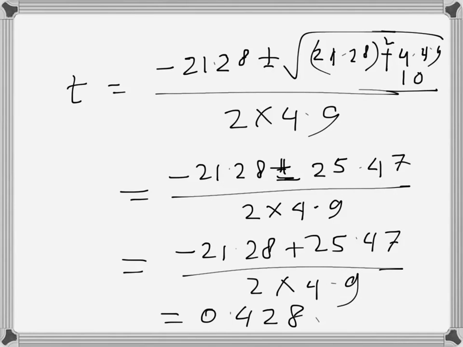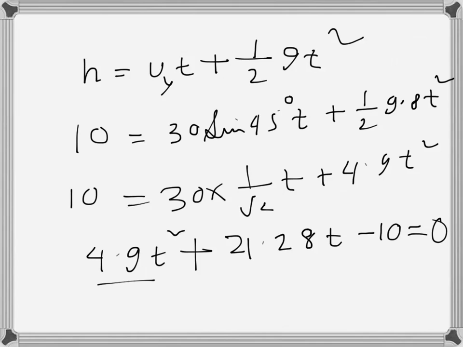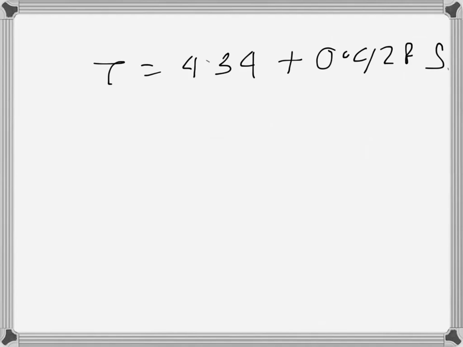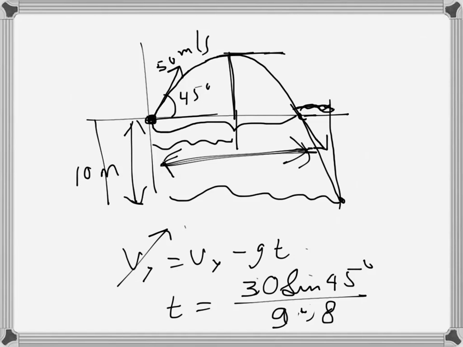So the total time will become 4.34 plus 0.428 seconds, which is the total travel time. That can be written as 4.8 seconds if we take just one decimal. So that is the time when it will land here, so the total time.